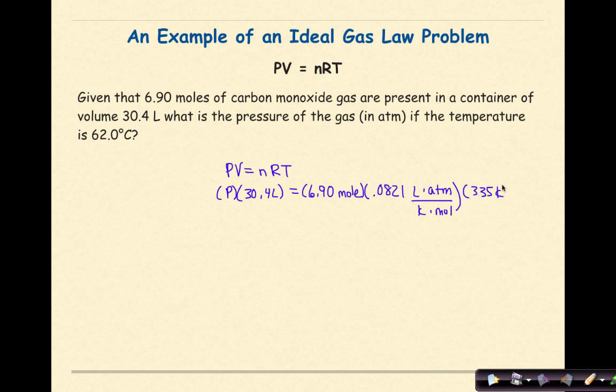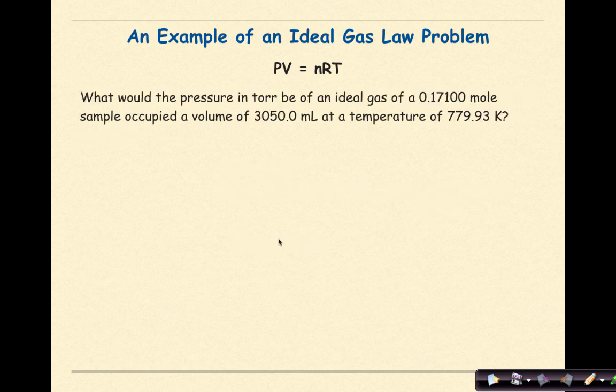335 Kelvin. And again, what we can see here is that Kelvin cancels Kelvin, moles cancels moles. When I bring liters over here, liters will end up canceling liters, and I'll end up with a pressure in atmospheres. So if we solve this and we solve for pressure, we find that the final answer is going to be 6.24 atmospheres. One final problem.